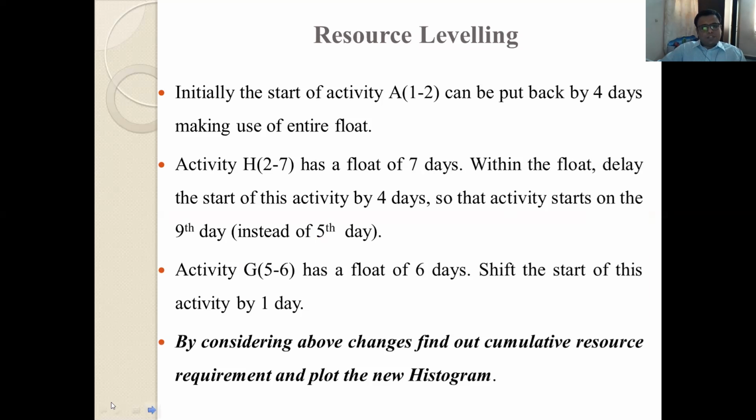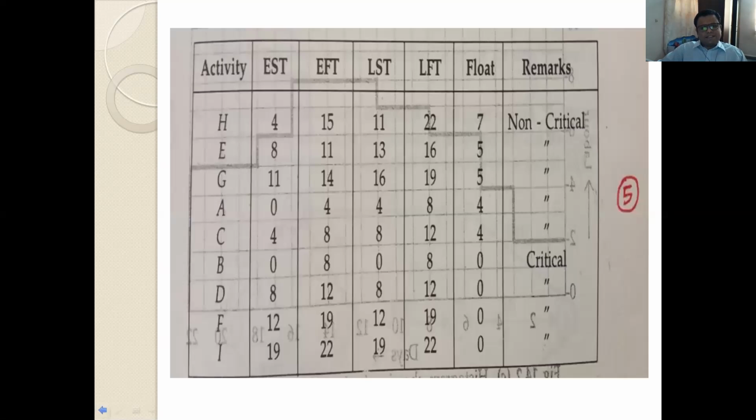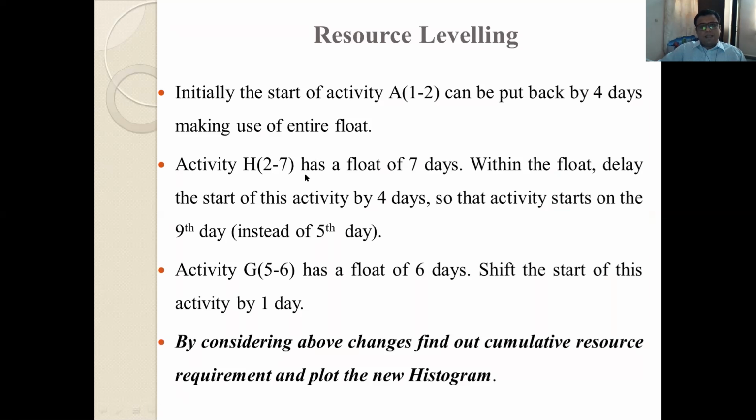Now, to carry out the resource leveling, find out for which activity the float available is higher. We will observe that histogram and we will shift the activity. See here, activity H has a float of 7 days. Within the float, delay the start of this activity by 4 days so that the activity starts on the 9th day instead of the 5th day.